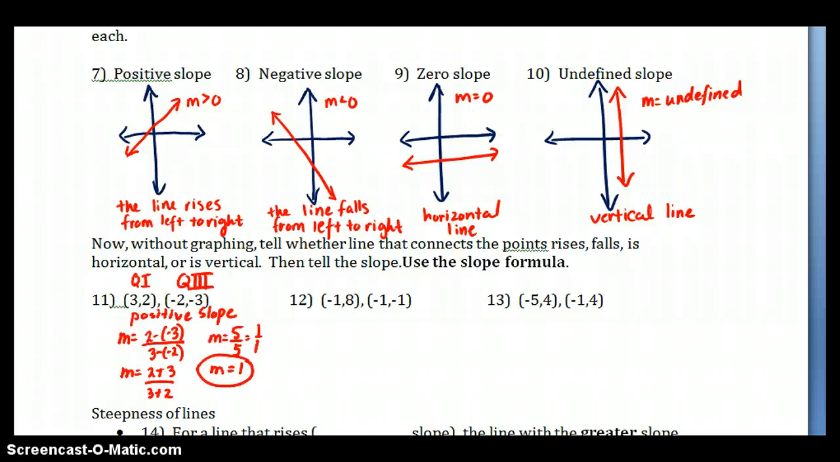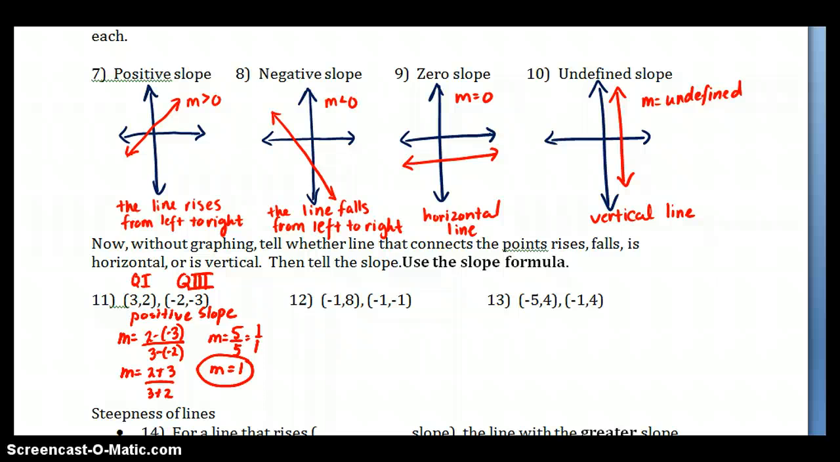Okay, first thing I did on 11 was look at the quadrants. 3, 2 is in quadrant 1, -2, -3 is in quadrant 3. And I know if I'm going diagonally from quadrant 3 to quadrant 1, that the line is going to rise and give me positive slope. So pay attention to those kinds of patterns using your quadrants.